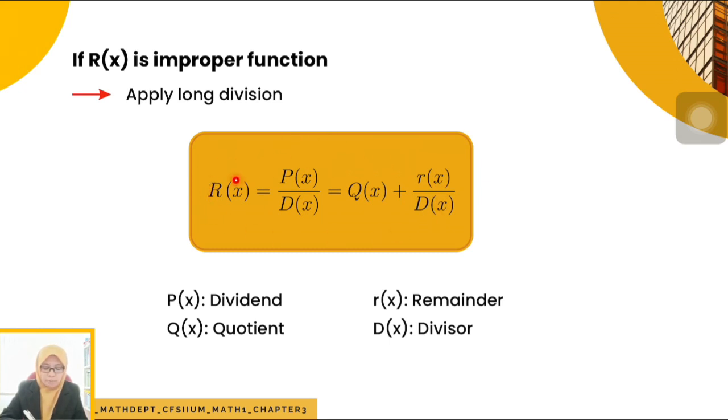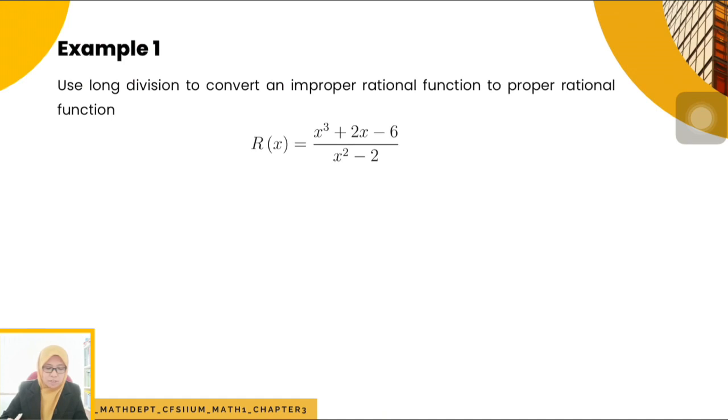So if you still remember, this is the form of the division algorithm: p(x) over d(x) is equivalent to q(x) plus r(x) over d(x). So let's proceed with the example here. Use long division to convert an improper rational function to a proper rational function.